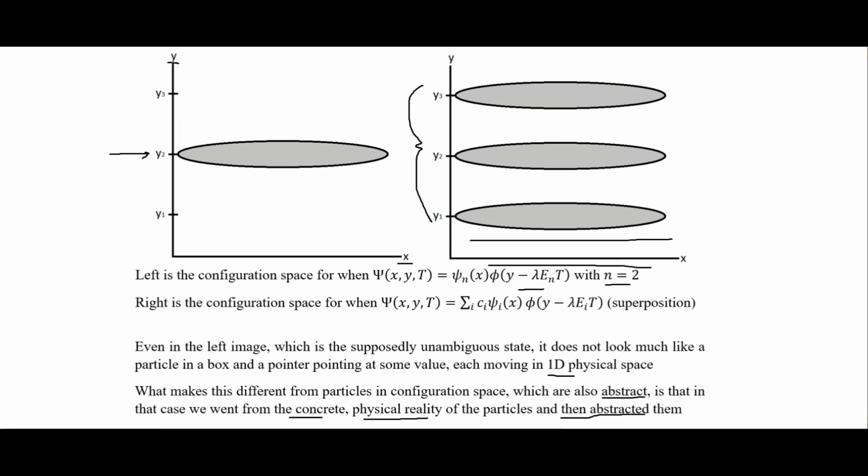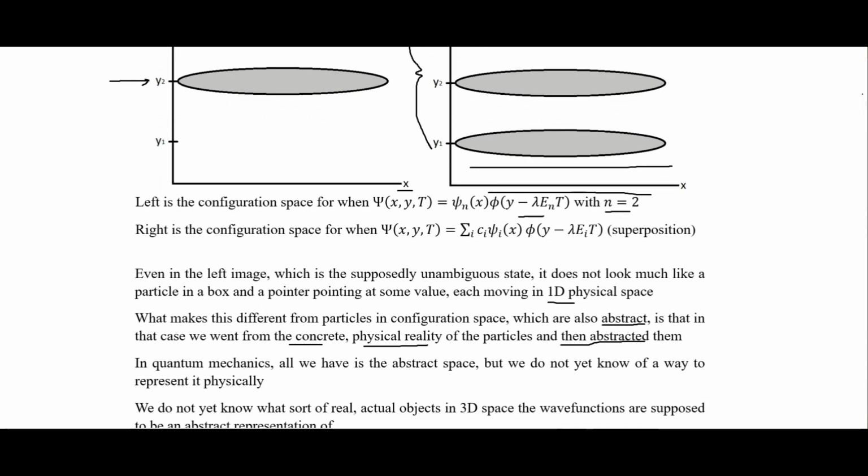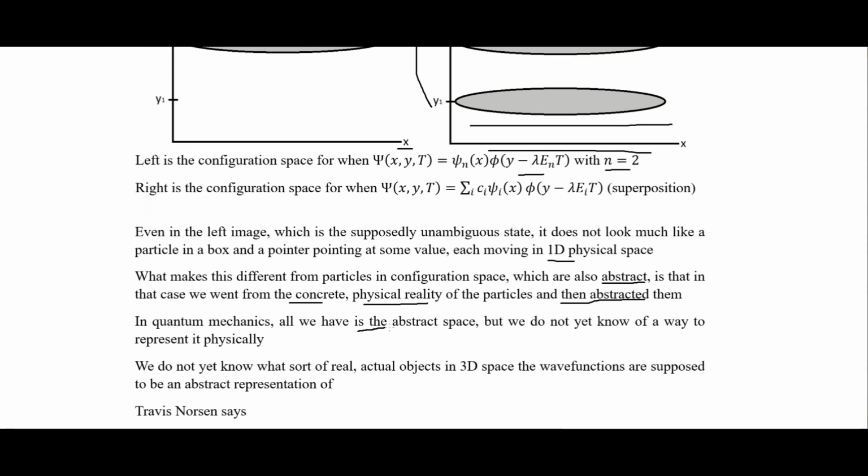So we have particles in our three-dimensional space, or in the last video we were looking at sort of one-dimensional illustrations of it, but we went from the sort of real space and then we abstracted it. So then we sort of derived the abstract space from the physical space. In quantum mechanics, all we have is the abstract space, but we don't really know of a way to represent it physically. So we do not yet know what sort of real actual objects in 3D space the wave functions are supposed to be an abstract representation of.